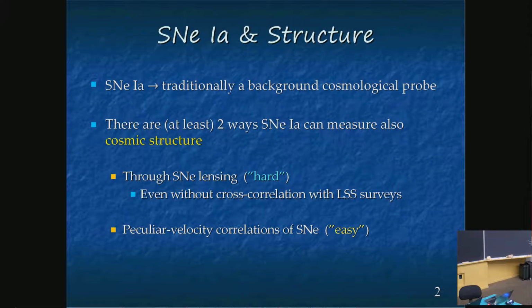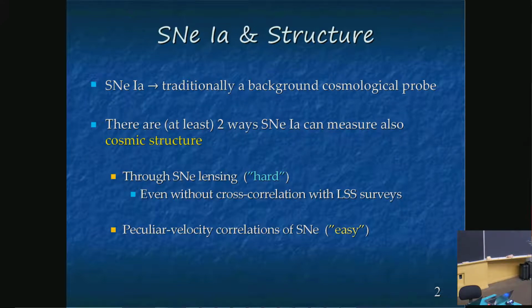And you can do that even without cross-correlating, because most people, when they talk about lensing of supernovae, always think about cross-correlating: I use the supernovae somehow to measure the background, and I cross-correlate with some other tracer. Here I'm saying I'm just going to use supernovae alone. I'm not against cross-correlating, but it's good to have a self-sufficient observable, because if there's anything wrong with your model or your observable, it will show up very clearly.